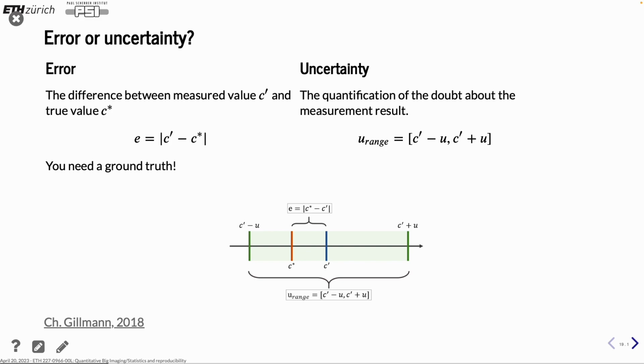And I haven't read the whole thesis yet, but I think the thesis of Christine Gilman is actually really a nice reference if you want to look at uncertainties in images.